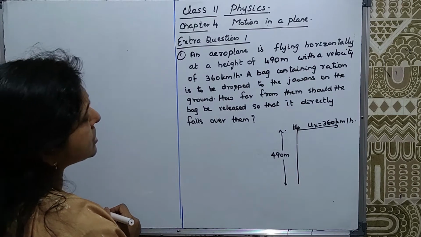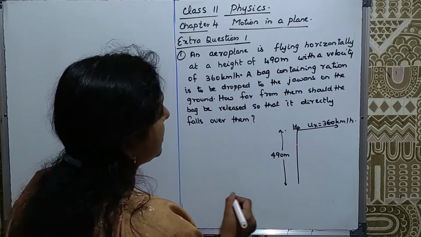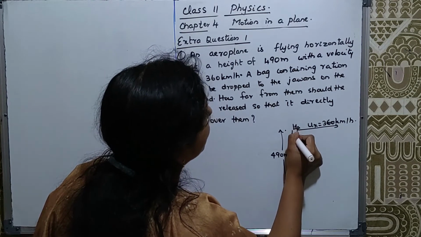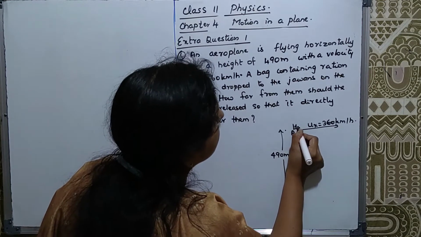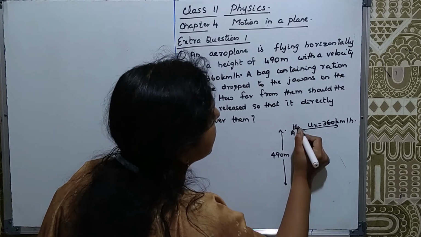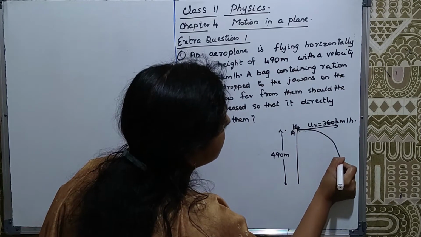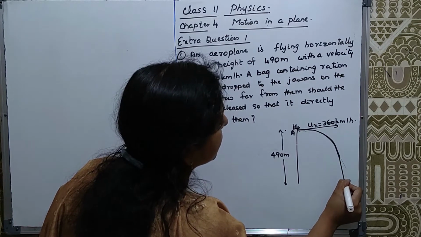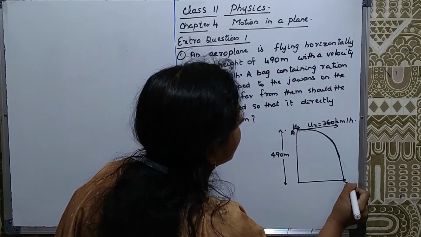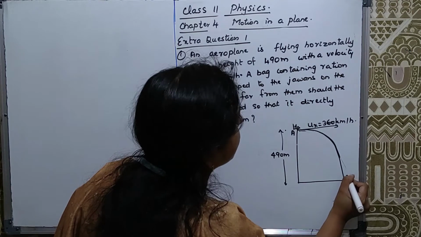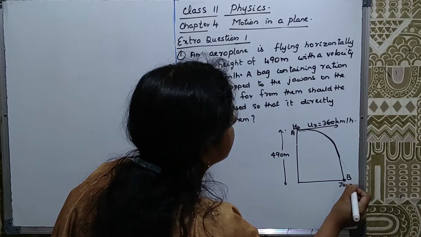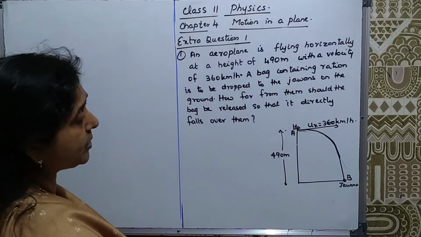A bag containing ration is to be dropped to the Jawans on the ground. So we are assuming that when the bag was dropped from the point A, then with that same velocity the bag will move in the forward direction slightly. After some time it will follow a curved path because of gravity and finally fall near the Jawans. We are assuming that the Jawans were at the point B.